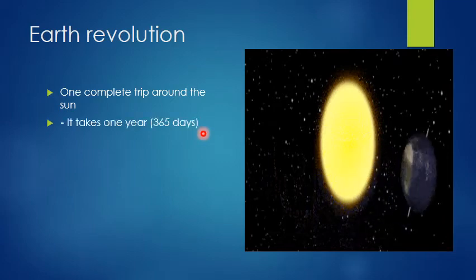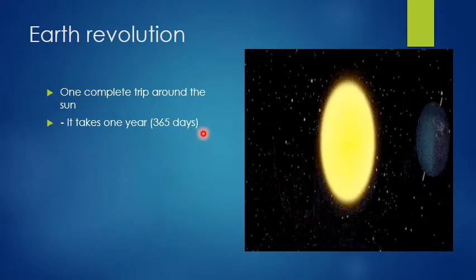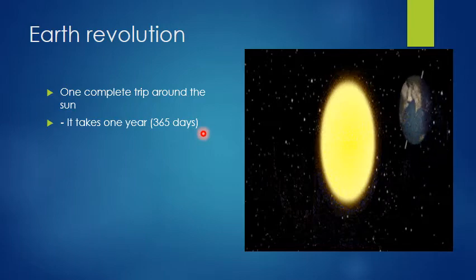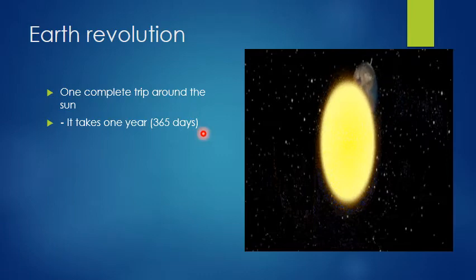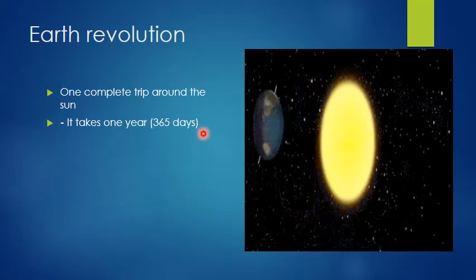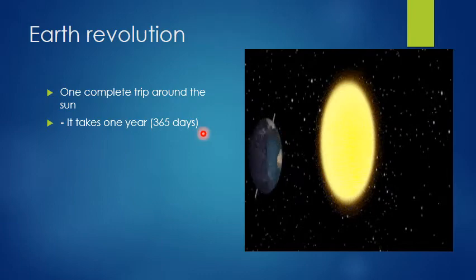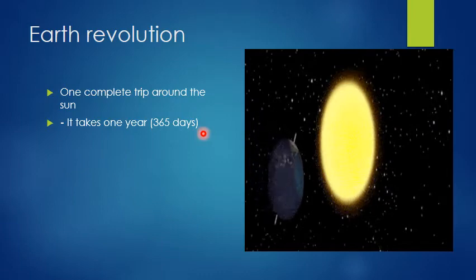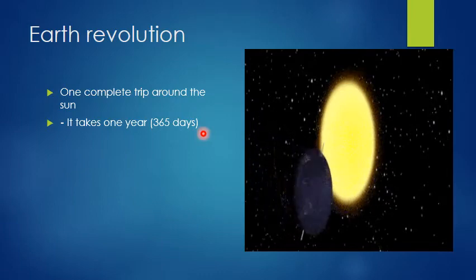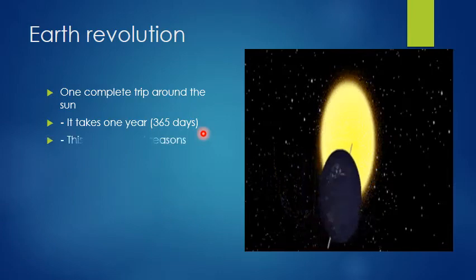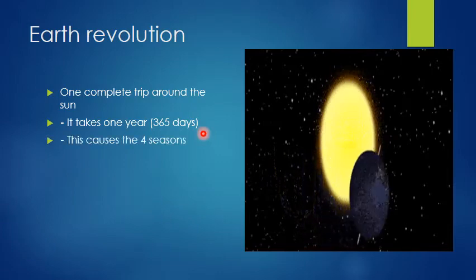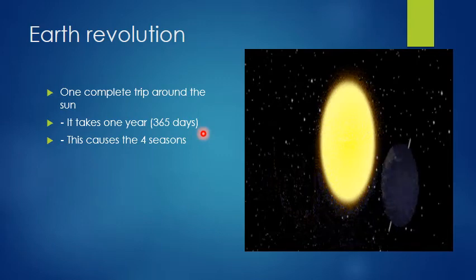It takes 1 year, 365 and 0.25 days, to go around the sun. So the Earth makes this trip in 1 year. The Earth completes a single revolution around the sun every 365 days. That is what causes the 4 seasons.